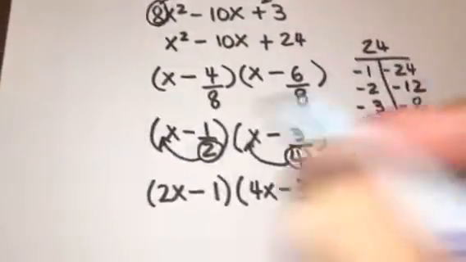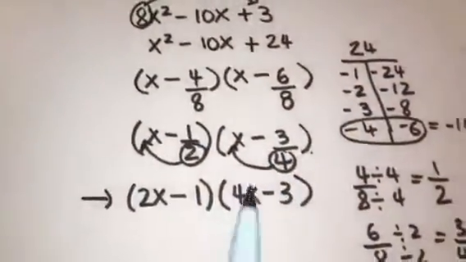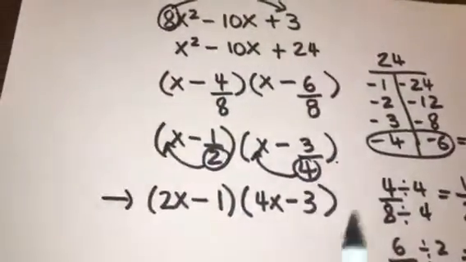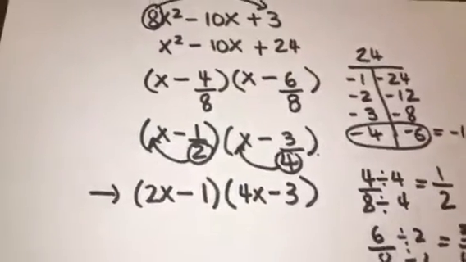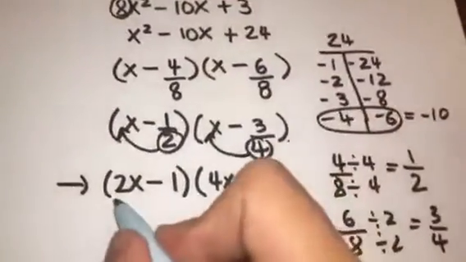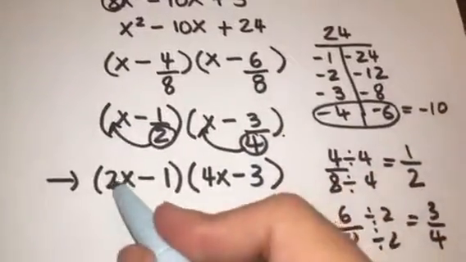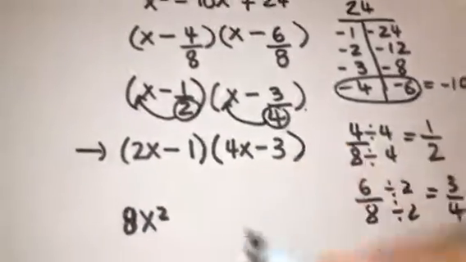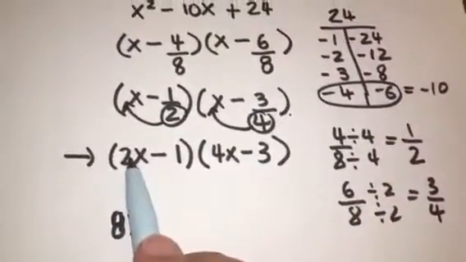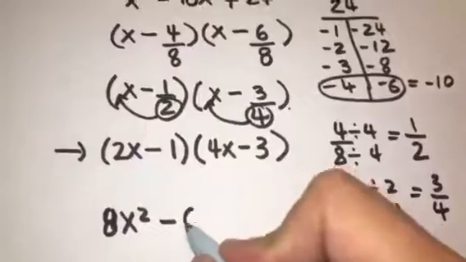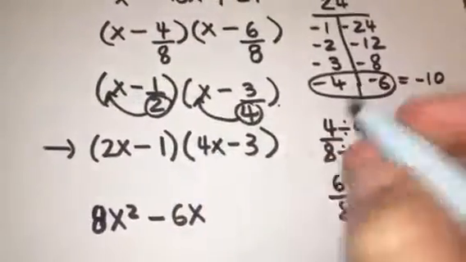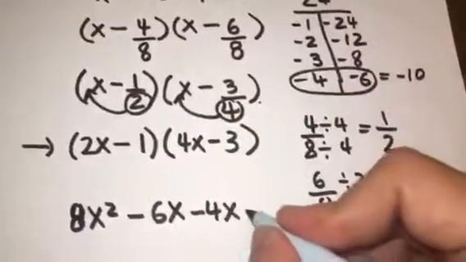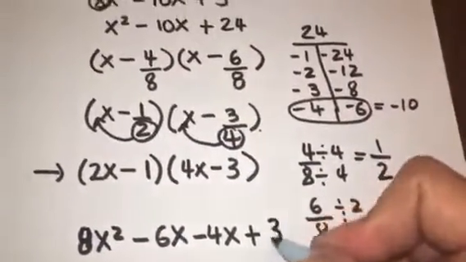This is your answer. But we always need to check our work to make sure that we get back our original trinomial. So we're going to use the FOIL method to verify our work. So 2 times 4 is 8x squared. Then 2x times negative 3 is negative 6x, negative 1 times 4x is negative 4x, negative 1 times negative 3 is positive 3.